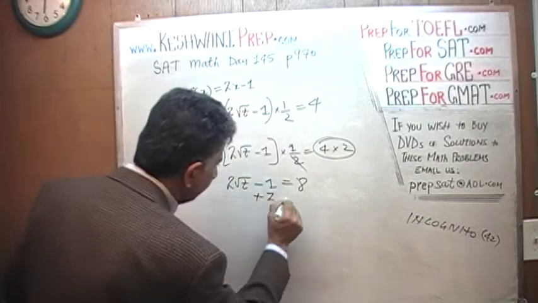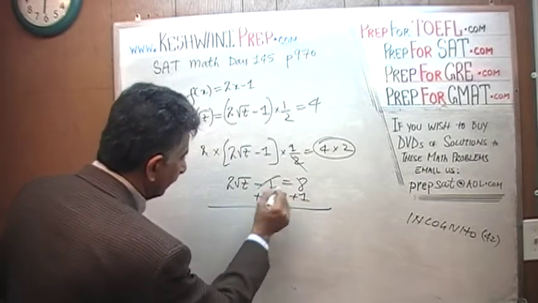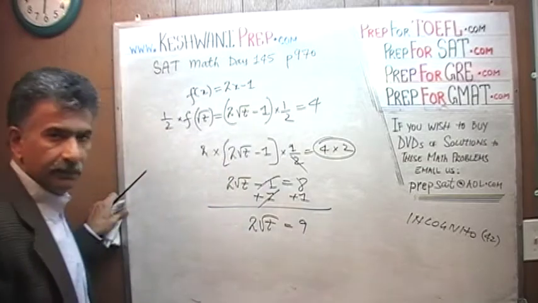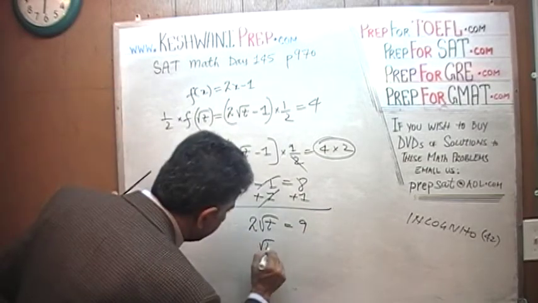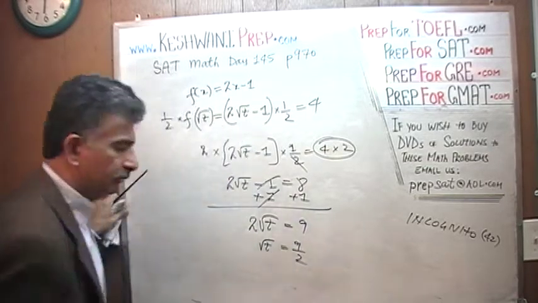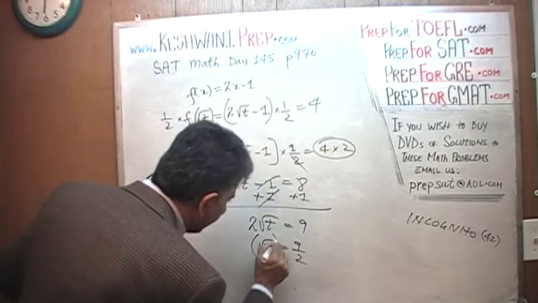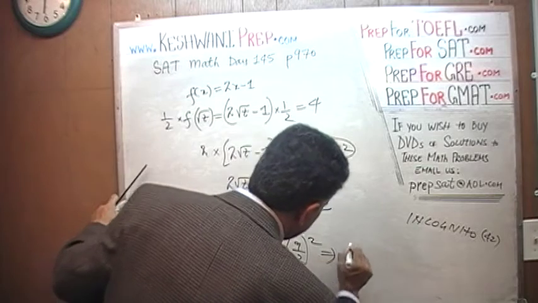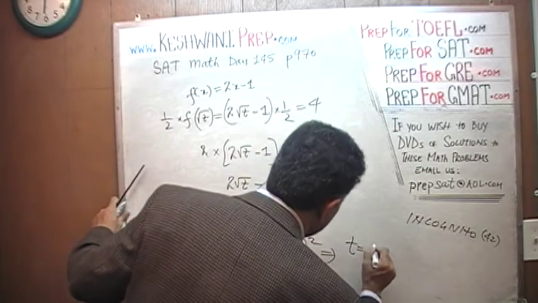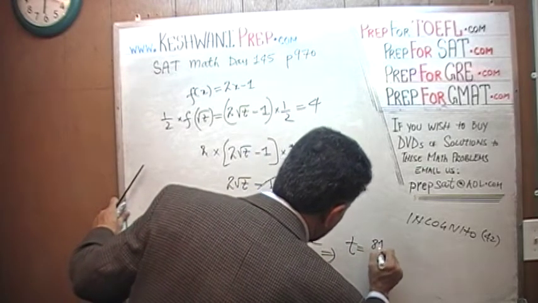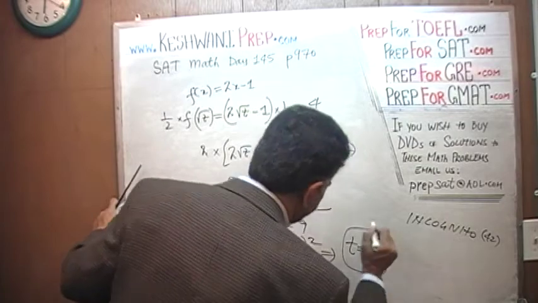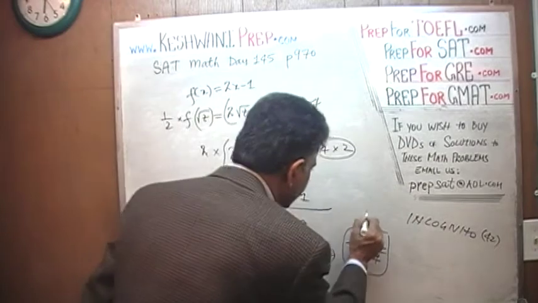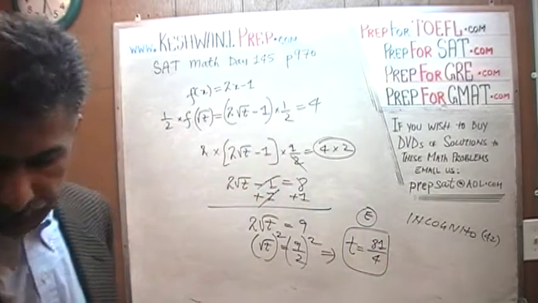Add 1 to both sides. This drops out and we end up with 2 square root of t equals 9, which means square root of t equals 9 over 2. And that implies that t, if we take the square of both sides, must equal 81 over 4. That's it, that's our answer, 81 over 4. That's answer choice E.